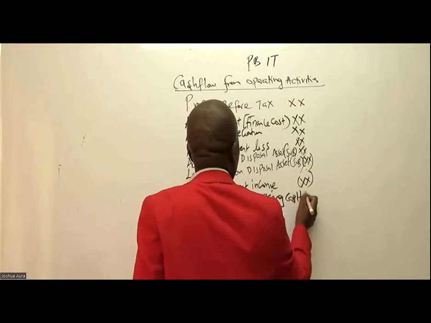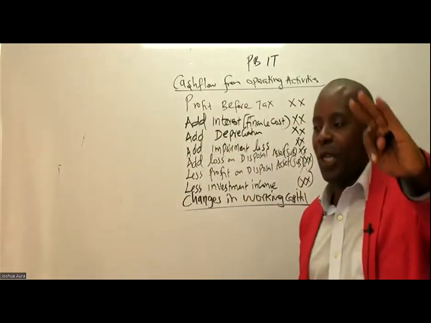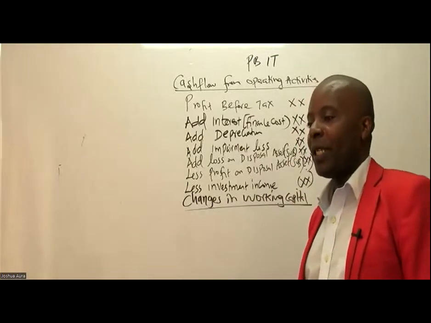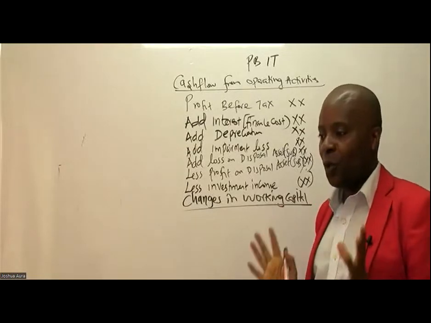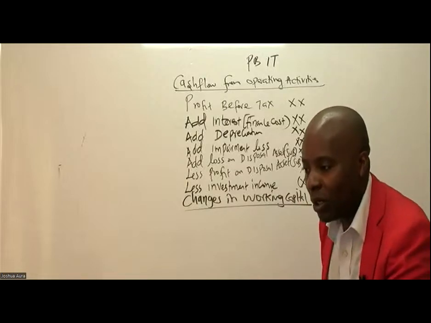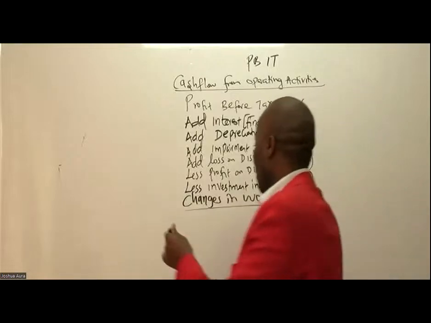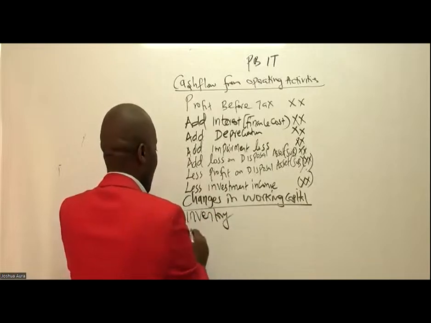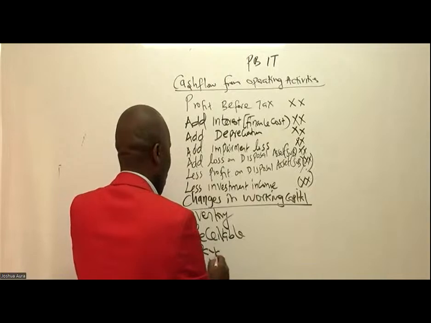So when we talk of working capital, we have got three items that we have to look at. Which items are these? The three items which constitute our working capital. So we have inventory, receivables, and payables. I'll write them first of all here: inventory, receivable, payable.